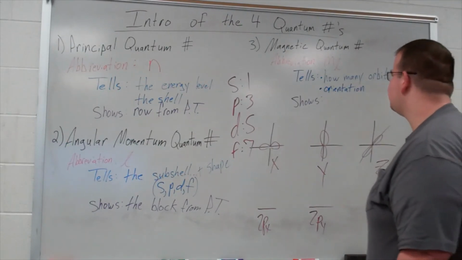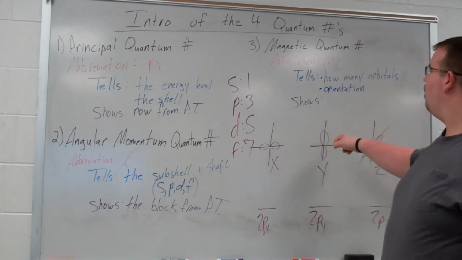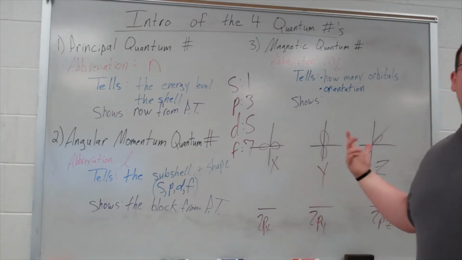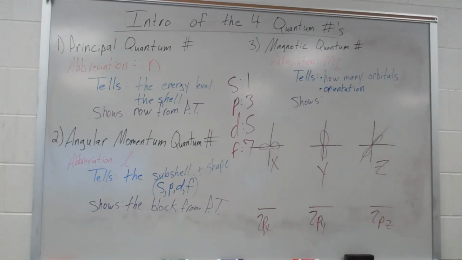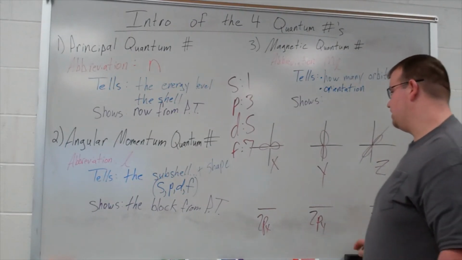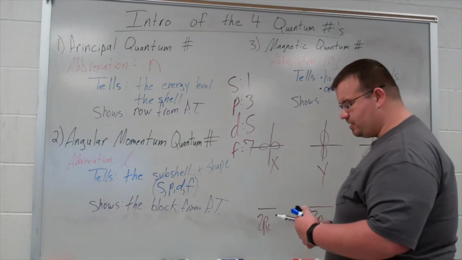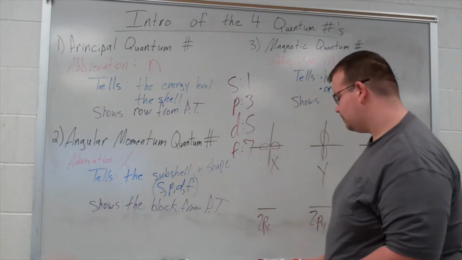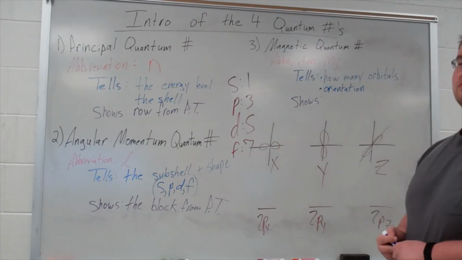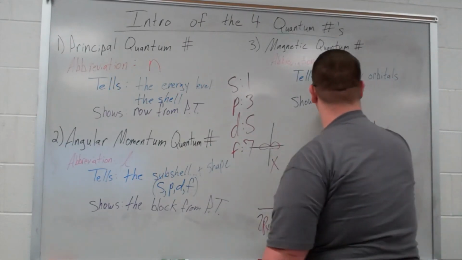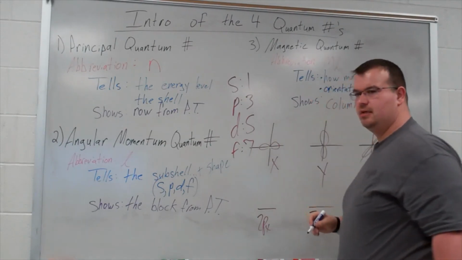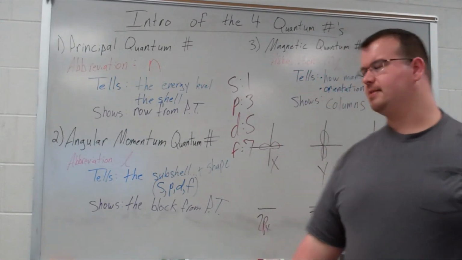So in this, that's what we can see. This is what this number will tell us: how many orbitals, and the orientation. Now within this, what will it show us? This is where we start getting a full picture. It shows us the column from the periodic table. Well, columns. It'll narrow it down to the columns from the periodic table.